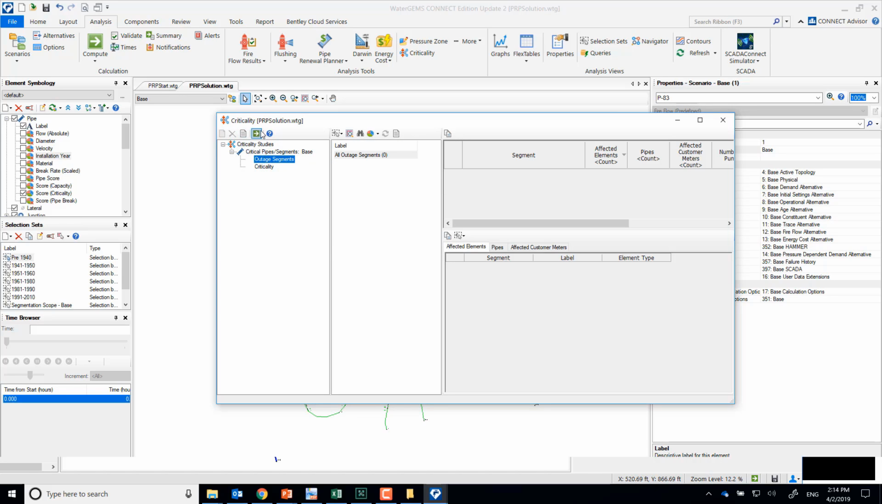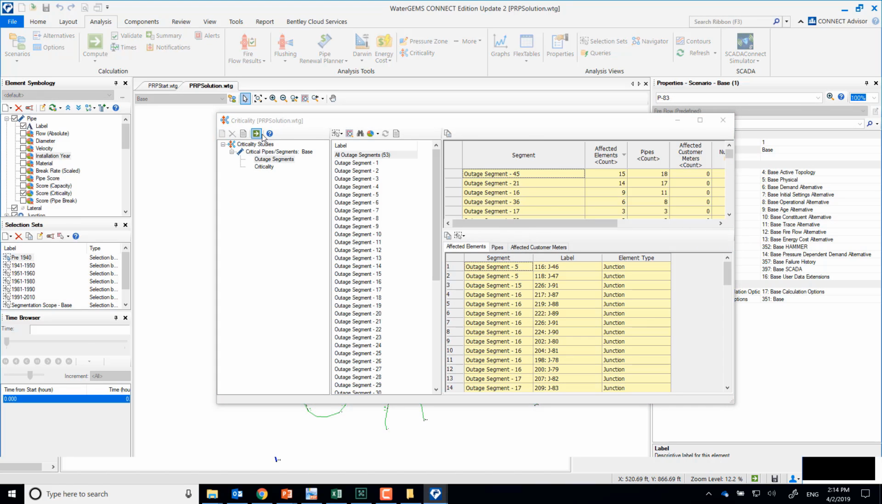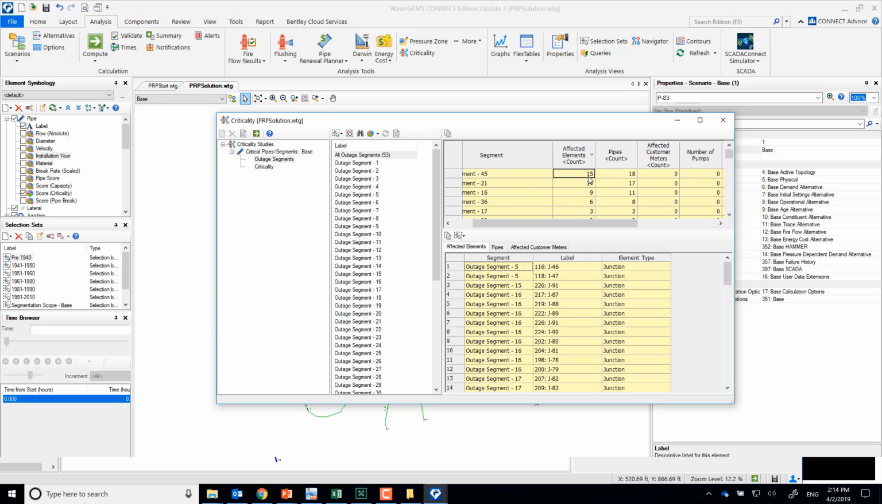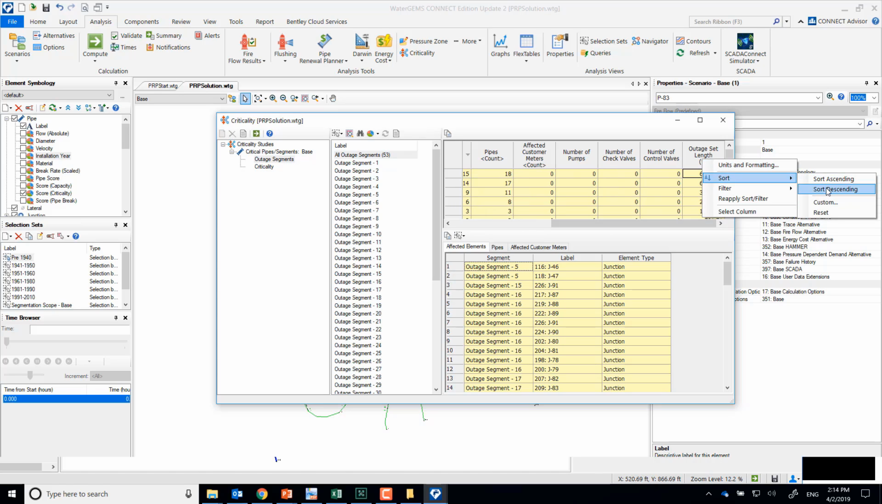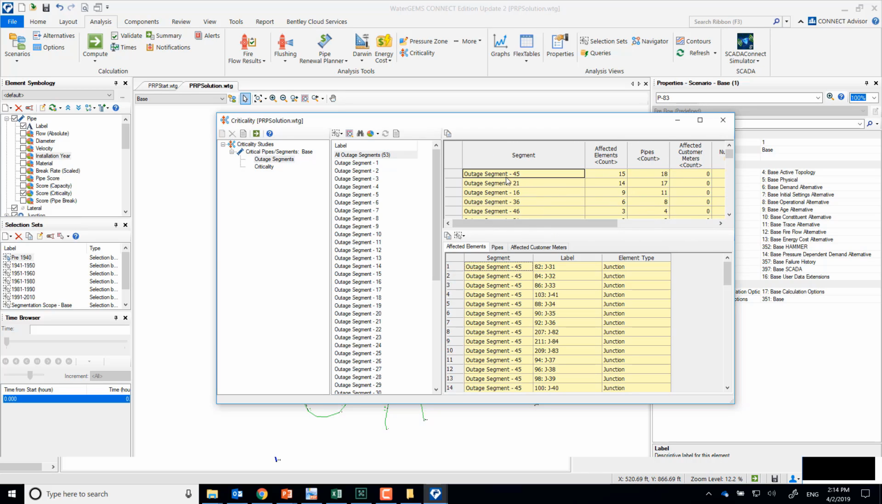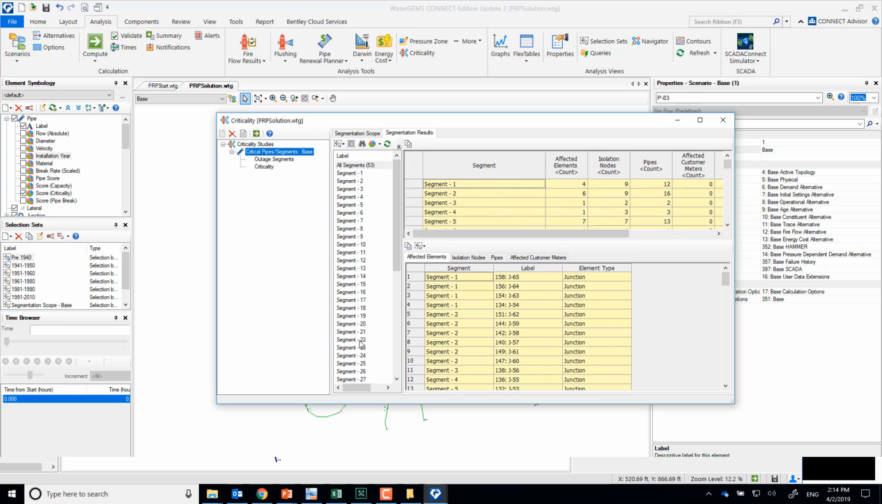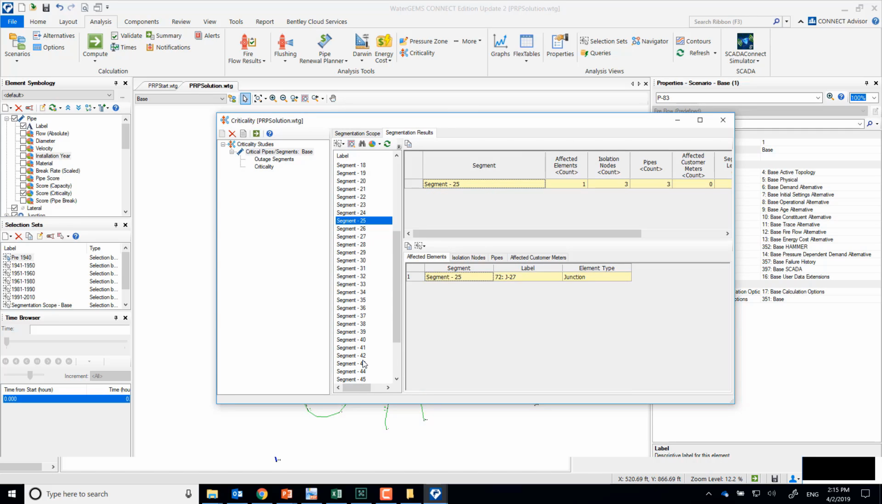So let me just run this. So if we were just looking at segments that are longest segments, let me just sort this descending here. This was one of the questions at the end in case you were looking. There's a 6,772 feet long segment, which is segment 45. Let me show you that segment in particular.